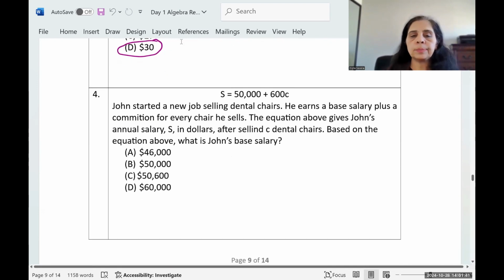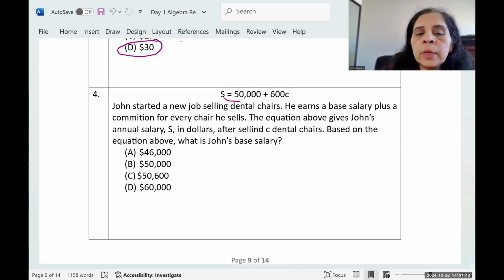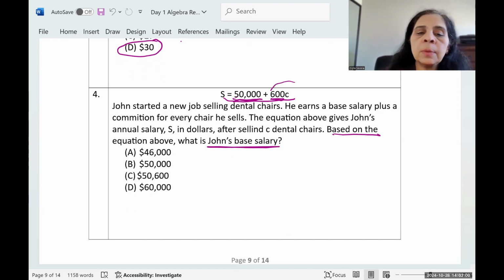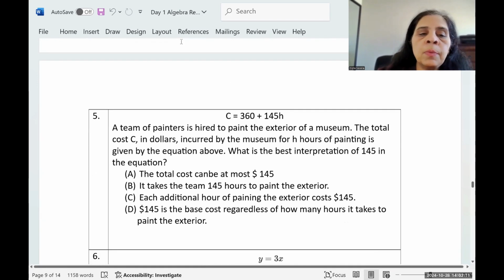Let's see next one. We have again question here. It's in slope-intercept form, right? So slope is 600 and y-intercept is 50,000. So question says, based on the equation above, what is the Jones base salary, right? This is commission, right? But what is base salary? That's fixed. Base salary must be fixed, right? So that is 50,000.